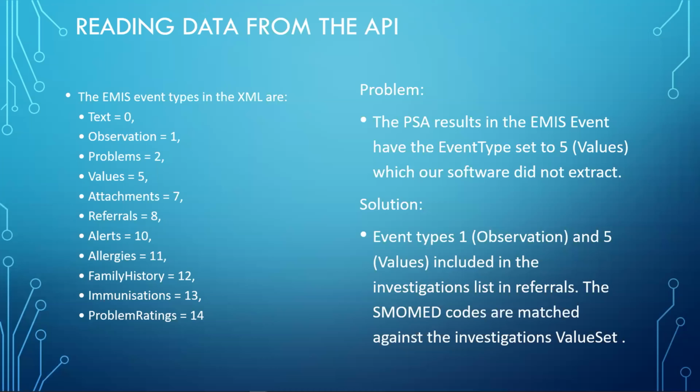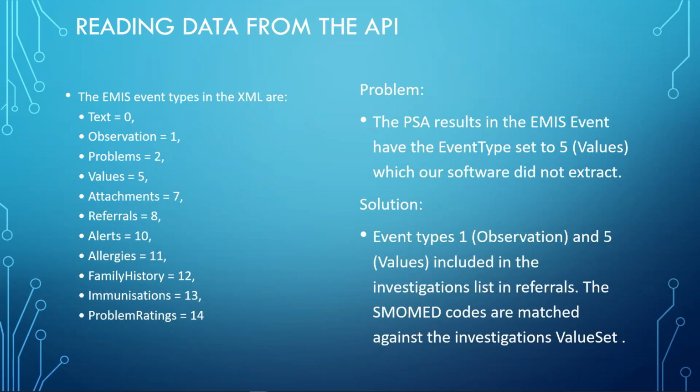So if you look at the XML returned by the API, and I've told you this one is EMIS, we have different types of XML here. What we were anticipating is that if it was a laboratory test result, it would come out in event type 5. Sorry, the PSA was actually coming out in event type 5, whereas ours was looking at a different event type to try and answer the question, is this a laboratory test result?